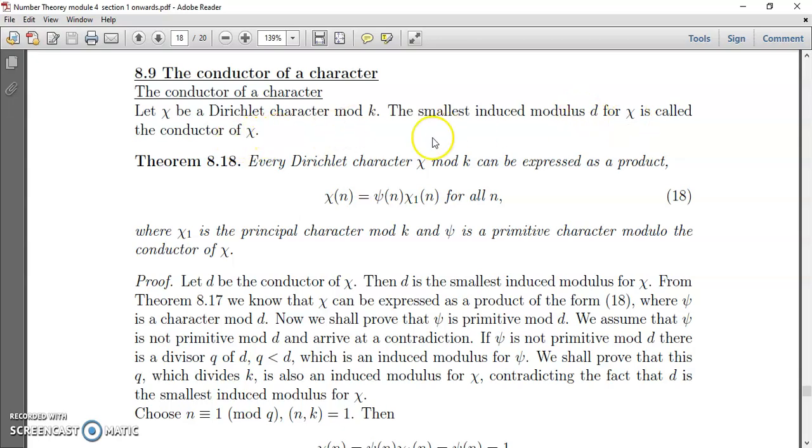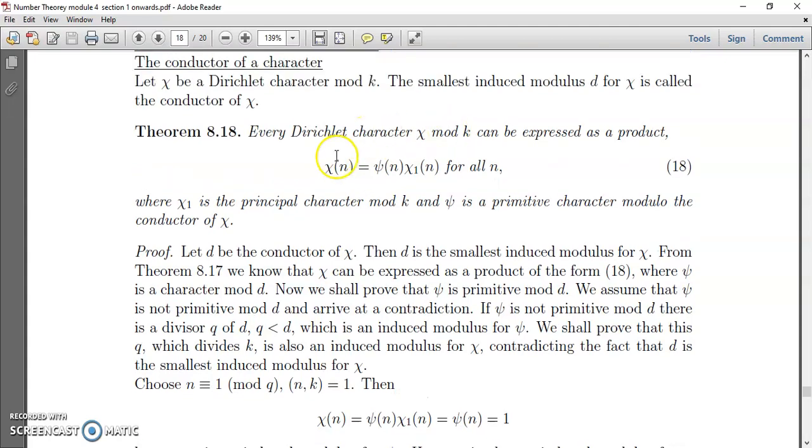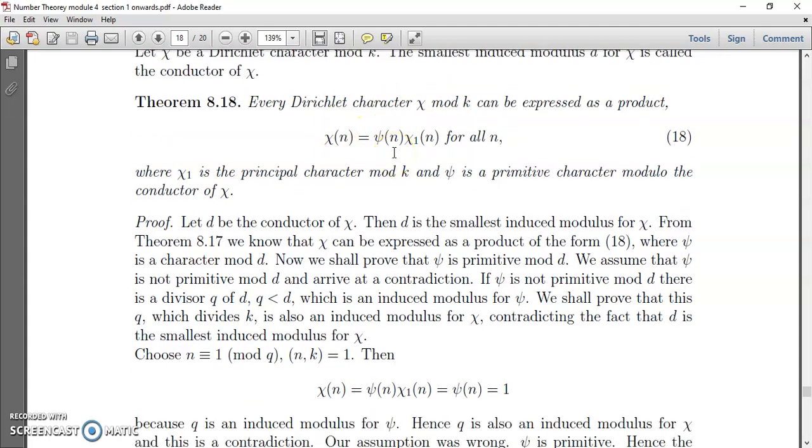the conductor of chi. So let us have a theorem immediate to this: every Dirichlet character chi mod k can be expressed as the product chi of n is equal to psi of n times chi 1 of n for all n, where chi 1 is the principal character mod k and psi is a primitive character modulo the conductor of chi. This is what we have to prove.